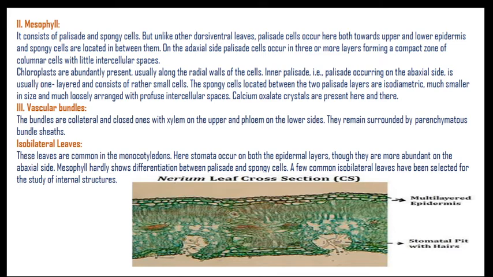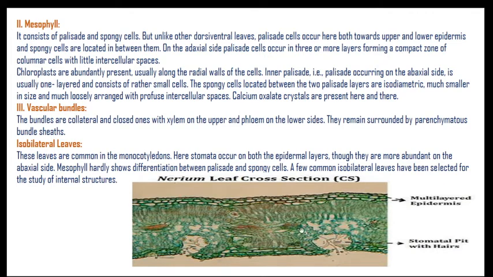These leaves are common in monocotyledons. Here stomata occur on both the epidermal layers. They are more abundant on the adaxial side. Mesophyll hardly shows differentiation between palisade and spongy cells, and a few common isobilateral leaves have been selected for the study of internal structure. So this is all about the nerium leaf cross section.